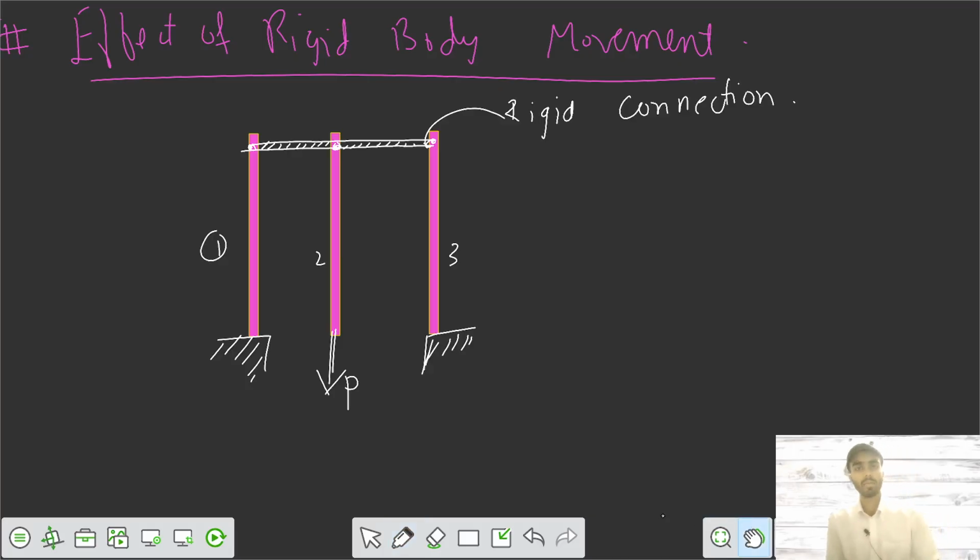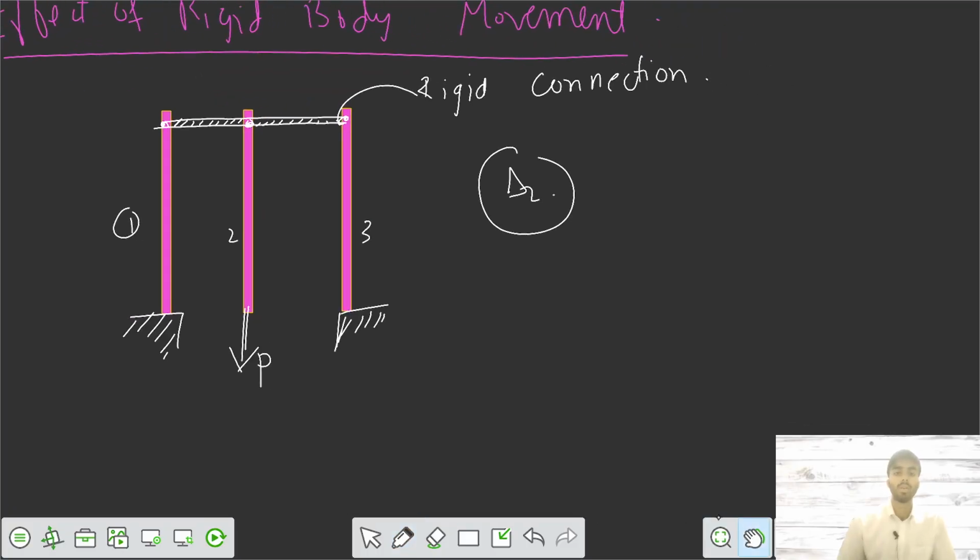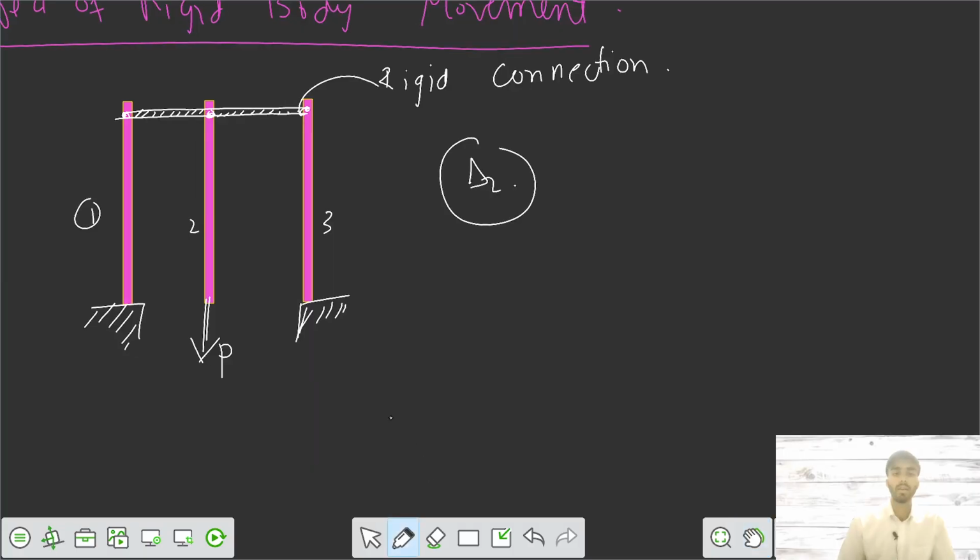What's the effect of rigid body movement? If the force is applied on bar 2, it would elongate because the force is tensile, so your deformation in bar 2 becomes delta 2. But what about the other part? For that we need to do a free body diagram. So if force P is acting on bar 2, the force here has to be equal to P.